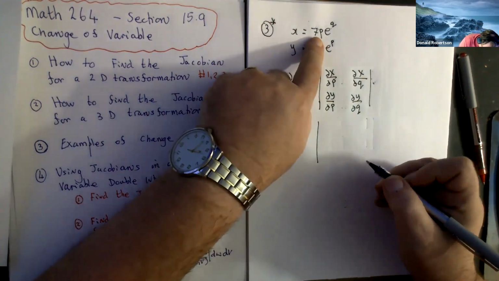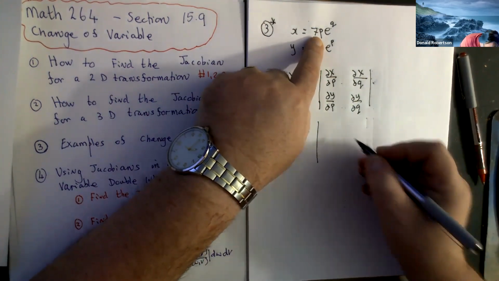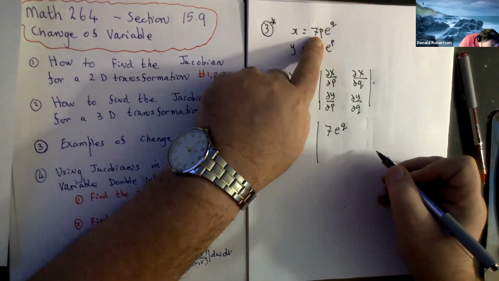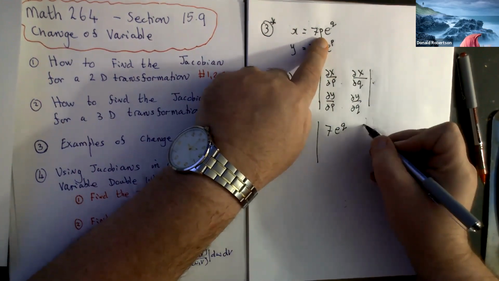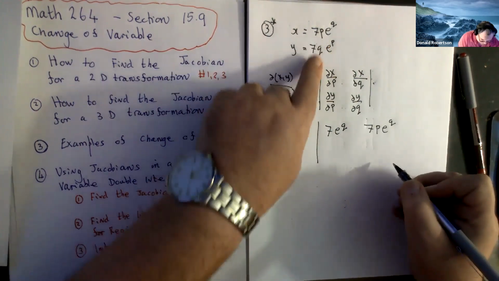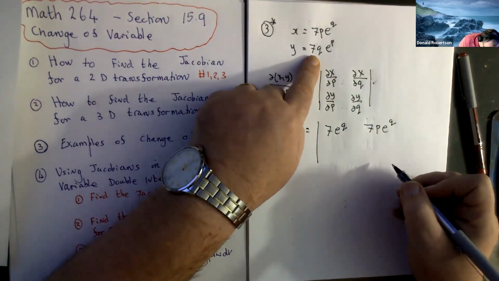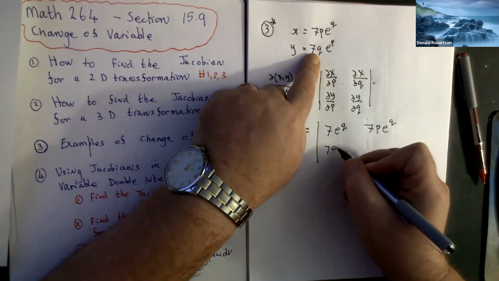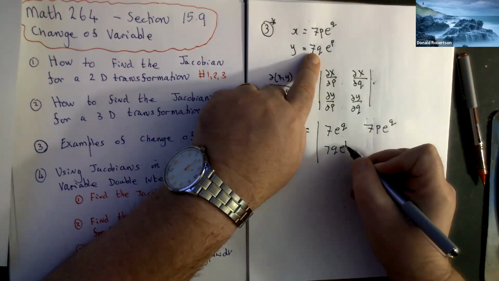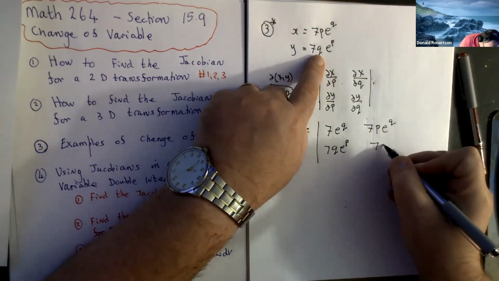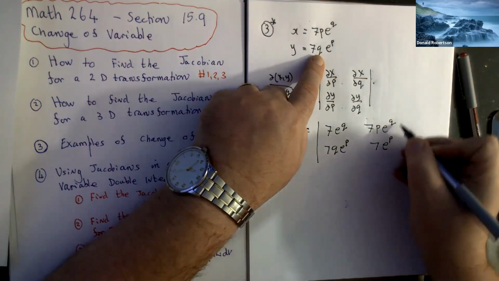Right, if you differentiate this one with respect to p, you get 7e to the q. If you differentiate it with respect to q, you get 7p e to the q. Now move on to the y's. Differentiate this with respect to p, and you get 7q e to the p. And if you differentiate it with respect to q, you get 7e to the p.